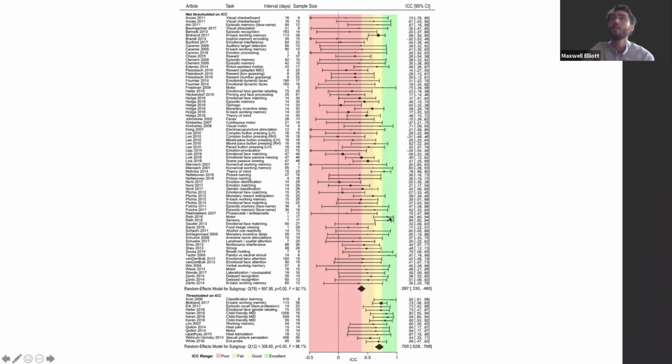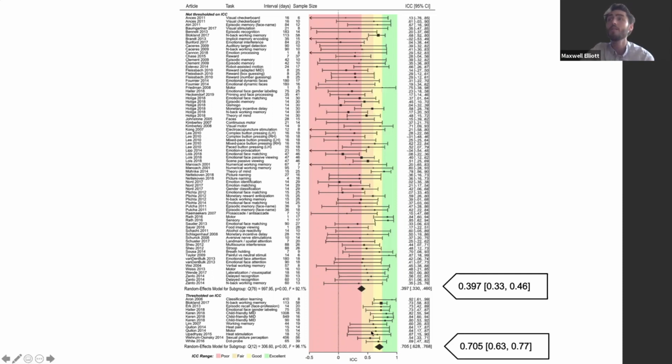So what did we find? Here we have every single study as a row in this big forest plot. And I color-coded this figure so that each color corresponds to different levels of reliability, red being poor, orange being moderate, yellow being good, and green being excellent. And as you can see here, after running this big meta-analysis, the ICC on average across every single test-retest study we could find was 0.397. And this is right on the edge in the poor range. So this is not a very good estimate of reliability overall.